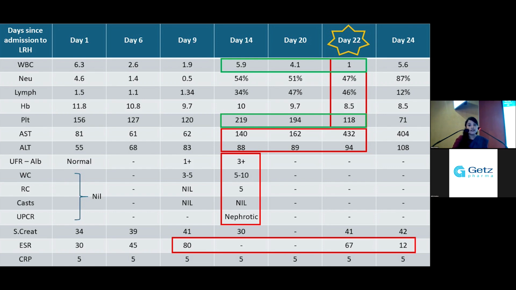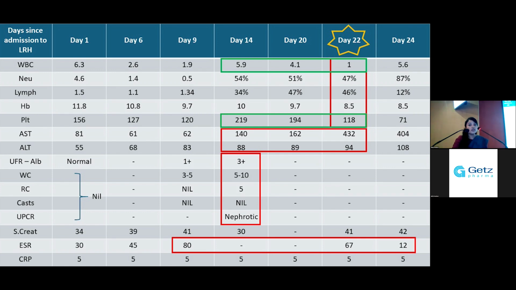of all the cell lines, and WBC being 1000, hemoglobin being 8.5, and platelet 218. And you can see here that there is a drastic elevation of the liver functions as well, as AST has gone up to 140 on day 14 to 432 at day 22. And the other important point to note is the ESR, which had been 80 on day 9, has gone down to 67 on day 22 at the time of the referral to 12 on day 24.